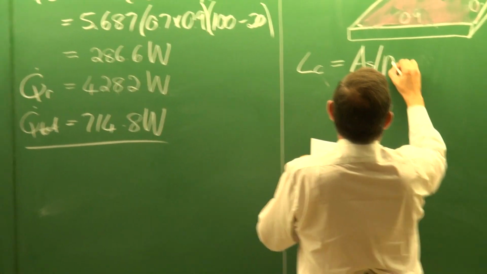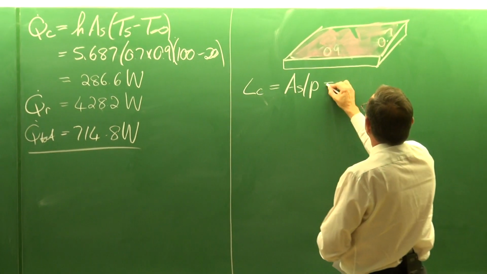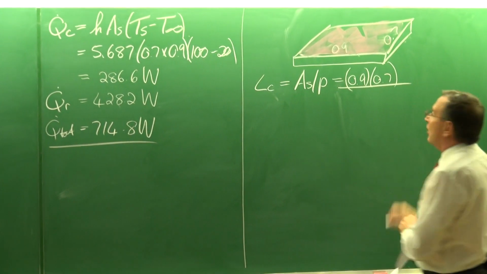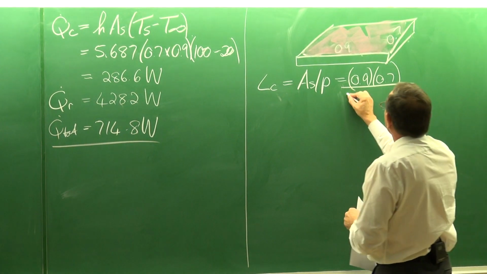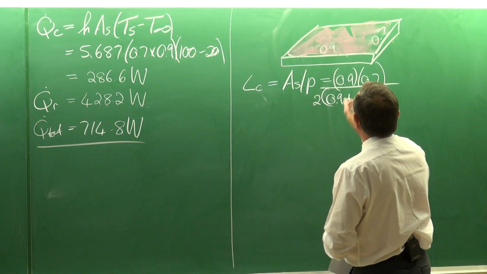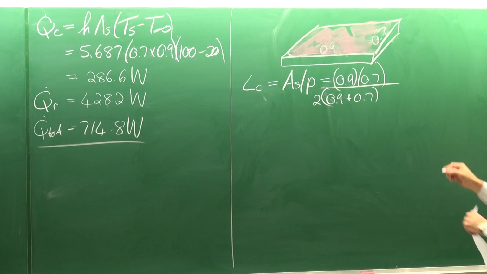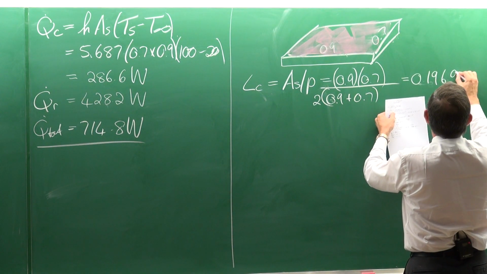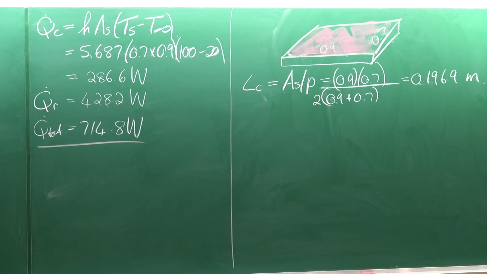So the characteristic length is equal to the surface area divided by the perimeter. The surface area is 0.9 multiplied by 0.7, divided by the perimeter, which is of course 2 times (0.9 plus 0.7). And the result is a characteristic length much smaller than any of the 2 dimensions. The characteristic length is 0.1969 meters, about 200 millimeters.